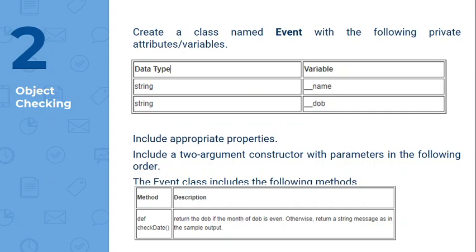And you have to include appropriate properties. You have to include a 2-argument constructor with parameters in the following order. So we have to include a constructor or an initializer method to initialize name and date of birth. Then we have to use another method called check date. The check date method will return whether the month in the date of birth is even or not.